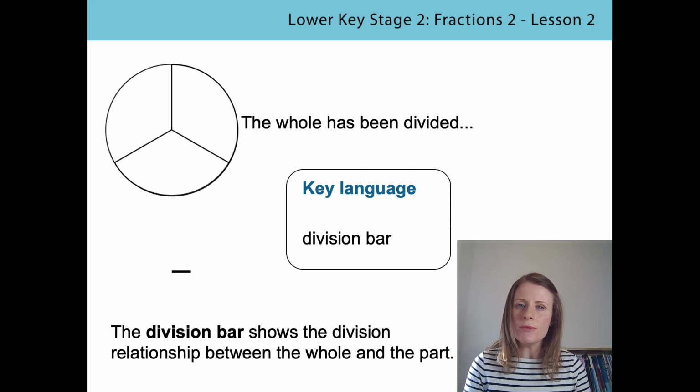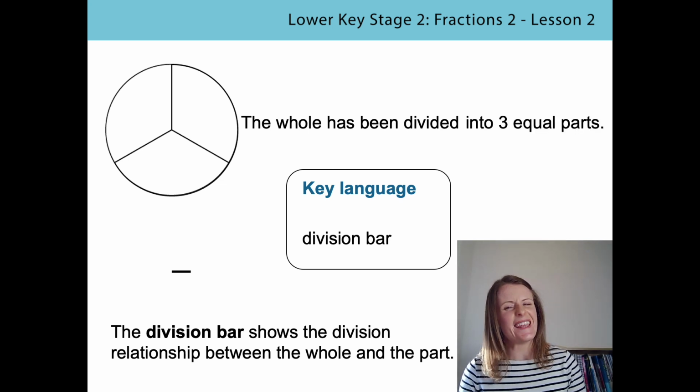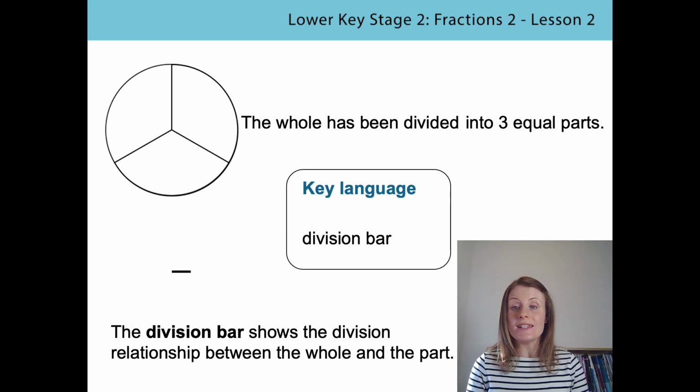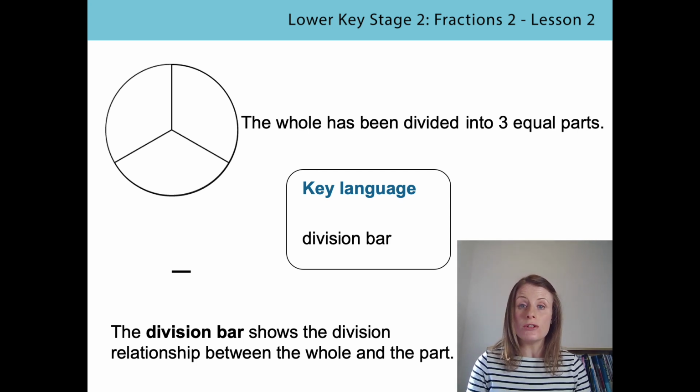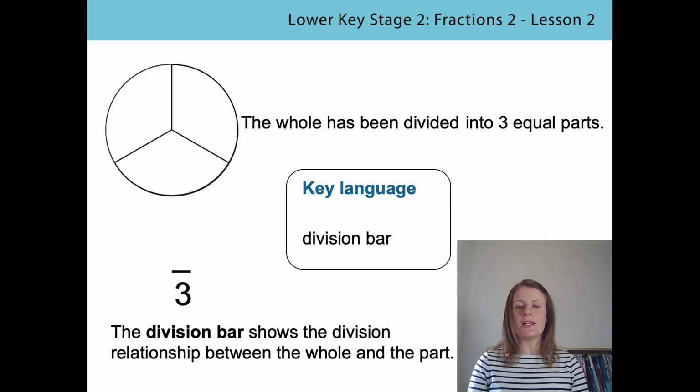So the first thing we do is draw the bar. Then we count the parts. How many? Yes, into 3 equal parts. Let's say that sentence together. The whole has been divided into 3 equal parts. So on your piece of paper, have you drawn the line? Now underneath the line, put the 3 to represent the 3 equal parts.